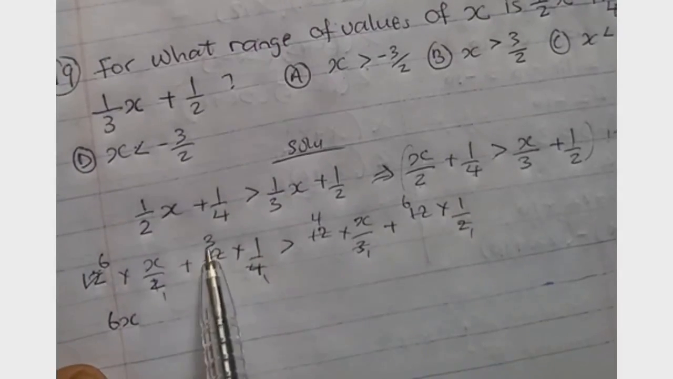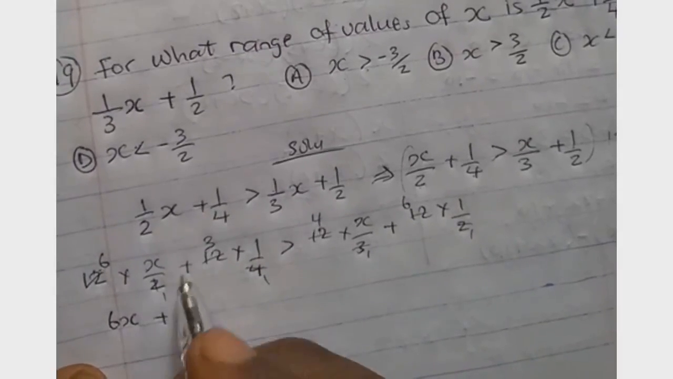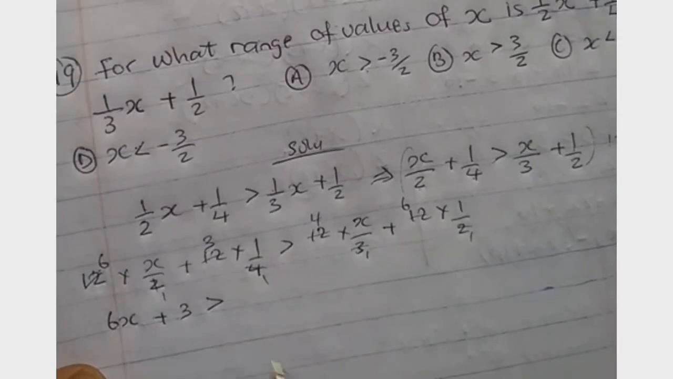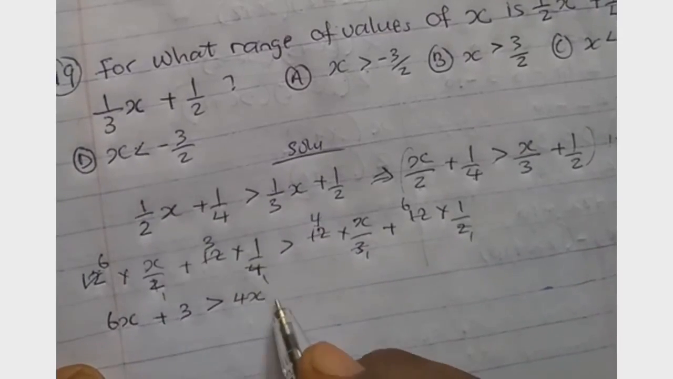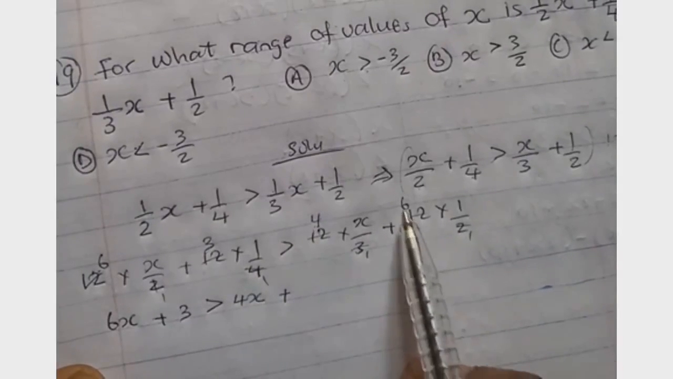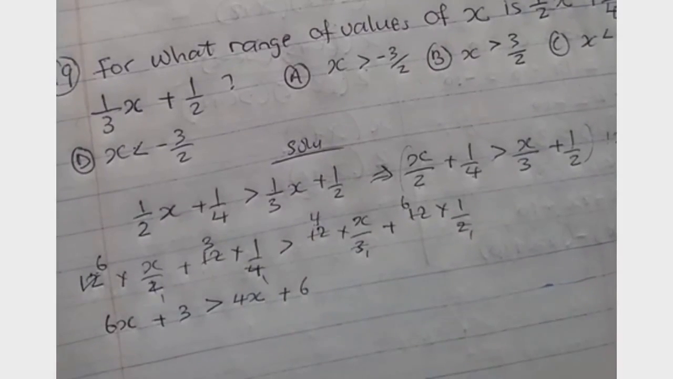So in this place we have 3. 3 times 1 we have plus 3, greater than here we have 4. 4 times s we have 4s here, plus here we have 6. 6 times 1 we have 6.